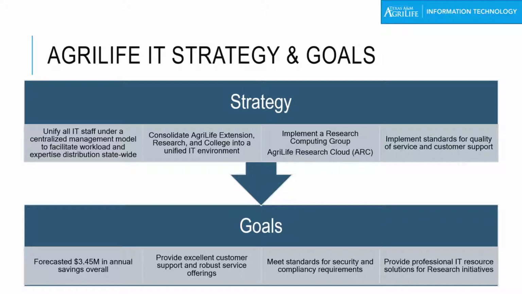The goals that were to come out of this strategy are many. First and foremost, we identified up to $3.45 million in annual savings that can come through the strategy. Some of that is based on converting to Microsoft phone service, which is about 1.2 million of that 3.45. The other is with the college, there were many things that were being done in different ways with different tools and different processes. So through the process of centralizing staff and unifying on a standard environment, we're going to homogenize that, if you will, and remove some of the duplicative costs that are existing out within the college.